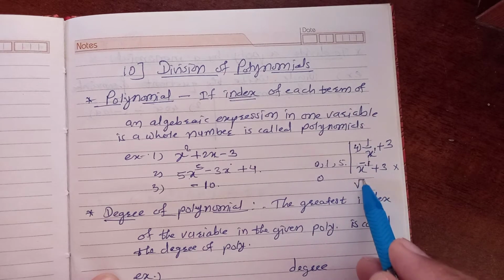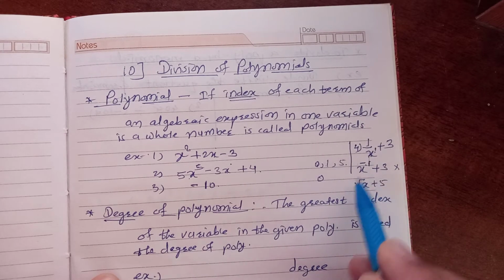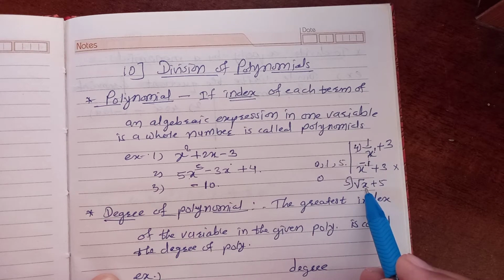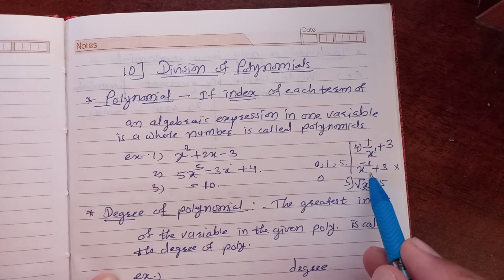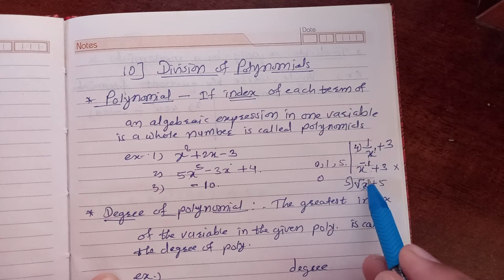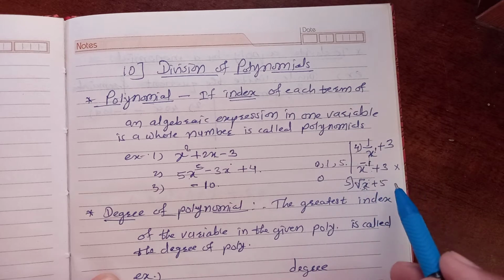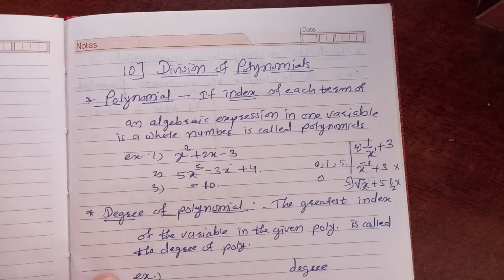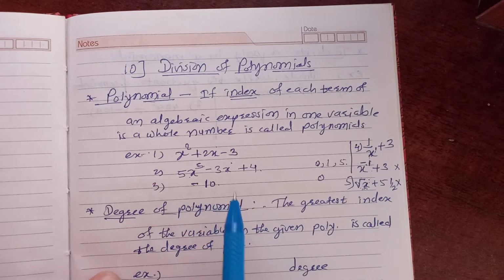If a number like this is given, here root x. Root means what? The power of x is 1 upon 2. You know 1 upon 2 is written as square root, which is this symbol. 1 upon 2 is not a whole number, so this is also not a polynomial. So now I think you will get the idea of what a polynomial is.